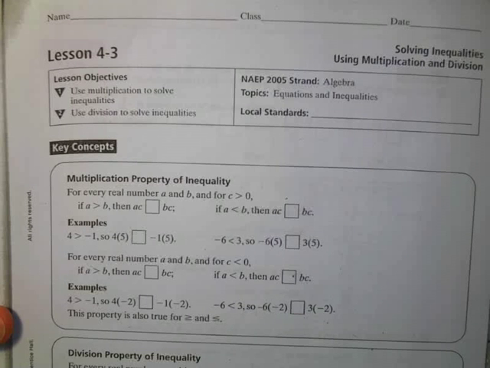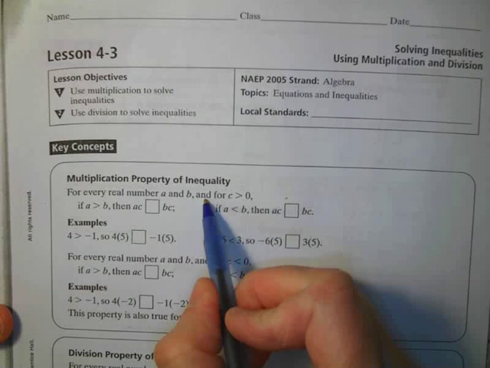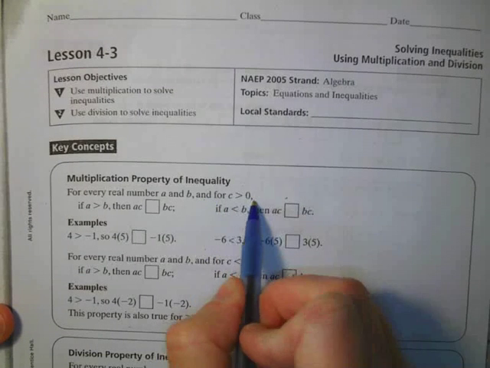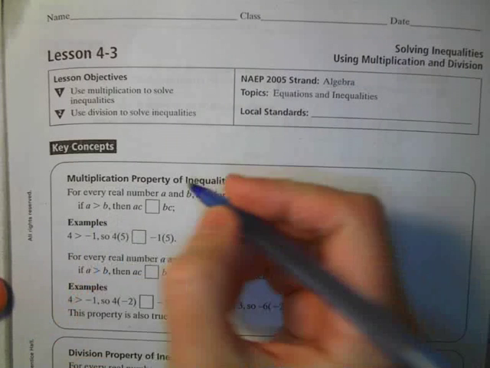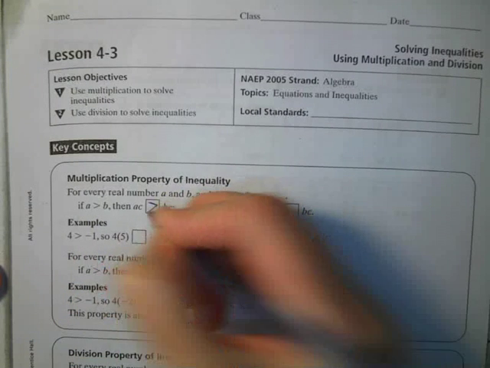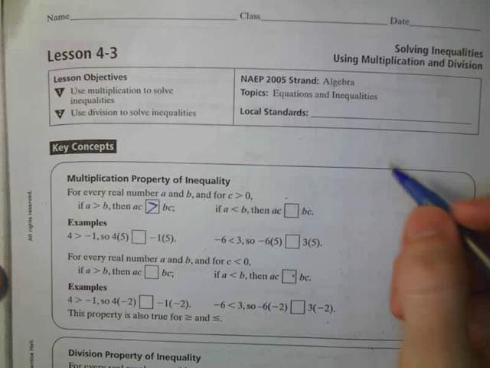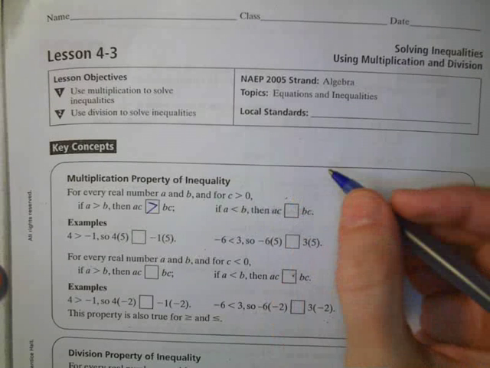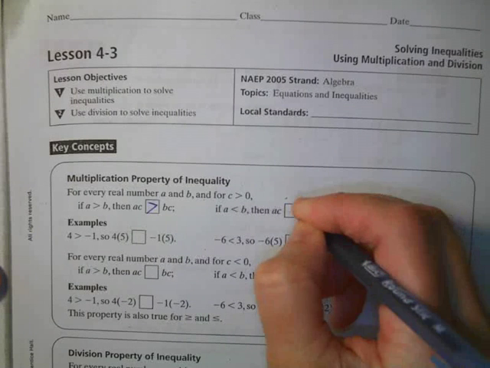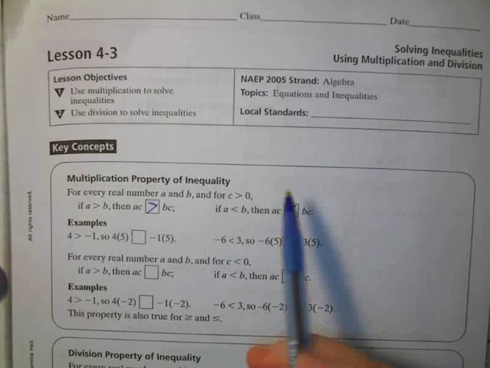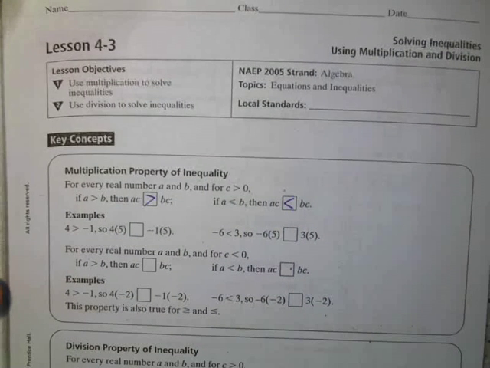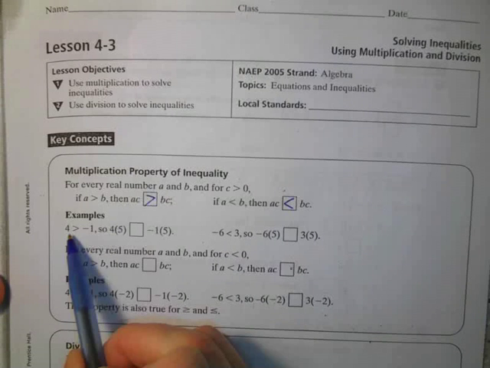Okay, so for every real number A and B, and for C greater than 0, if A is greater than B, then A times C is greater than B times C. And if A is less than B, then A times C is less than B times C. Okay, so as long as C is positive, the inequality symbol is going to remain the same. So here would be an example.